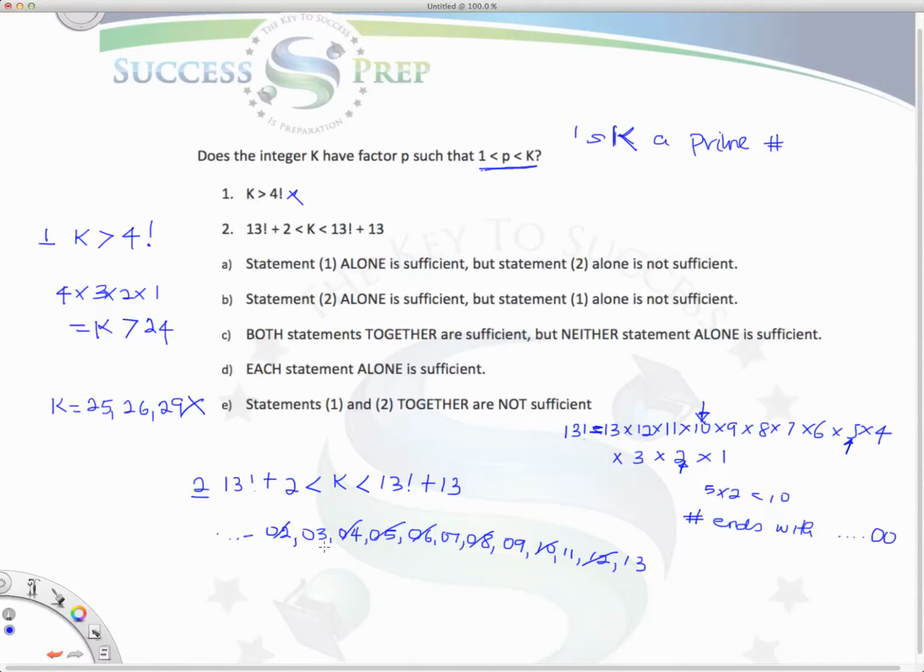Now notice that the factors that you have within 13 factorial include 3, 7, 9, 11, and 13. These are all factors in 13 factorial. So even if you add to the value of 13 factorial, one of these numbers would still be a factor of that number. So by default, we know that the value of k is not a prime number. So statement 2 is sufficient. Statement 1 is insufficient, statement 2 is sufficient, so your answer in this case is going to be B.